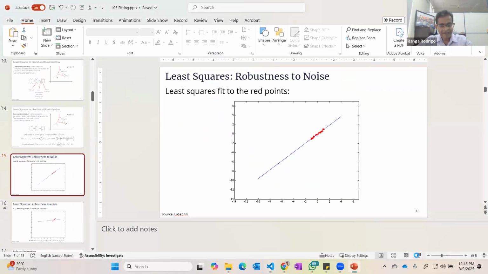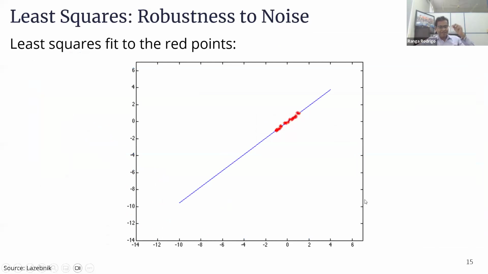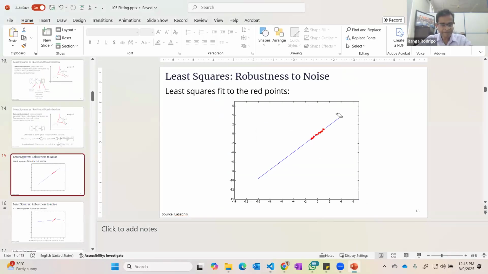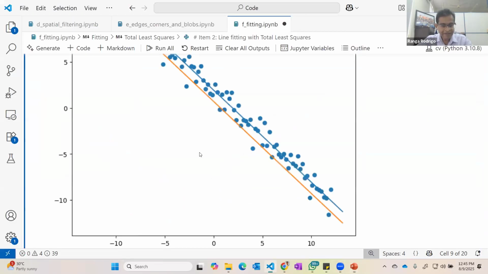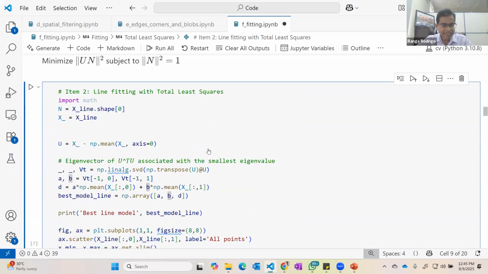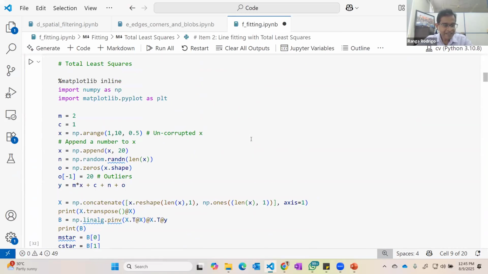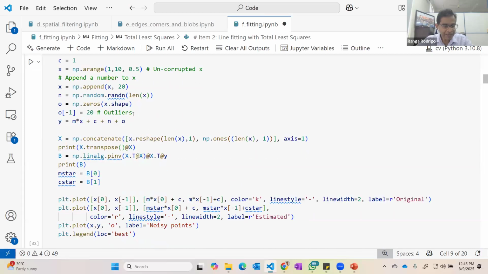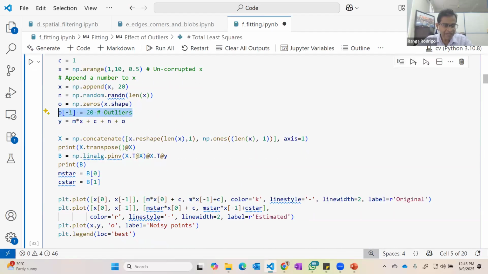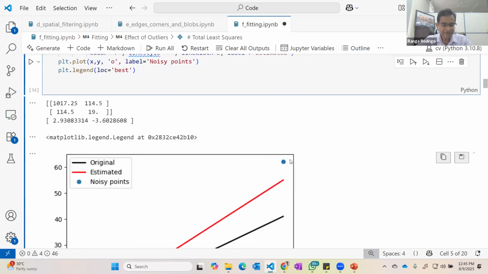Okay, now let's look at the effect of noise. Total least squares, so least squares: if you have noise, it seriously gets affected. You can see here, not noise, outlier. Here, I put an outlier. The last element I put as 20. So you can see it's an outlier.